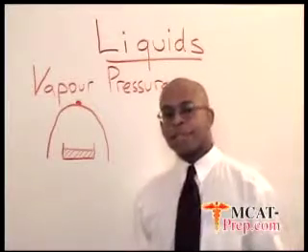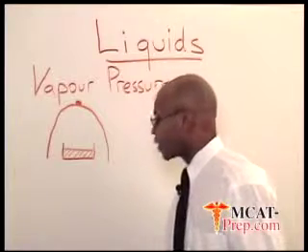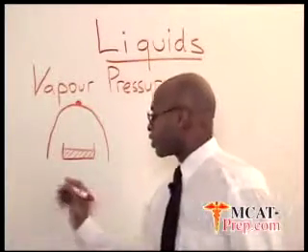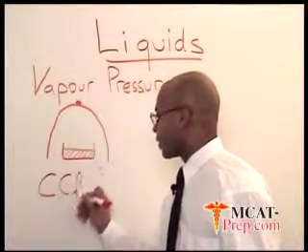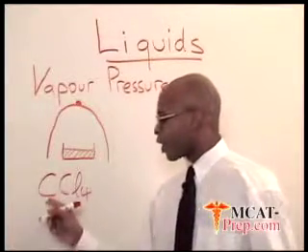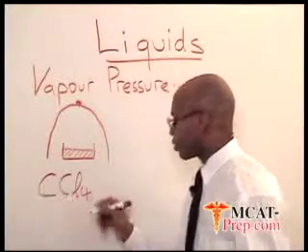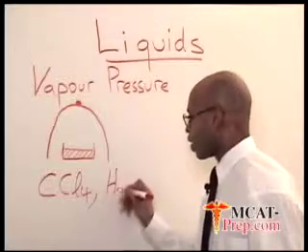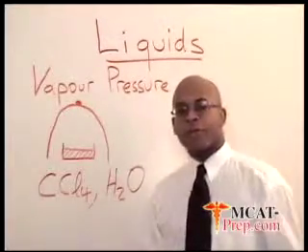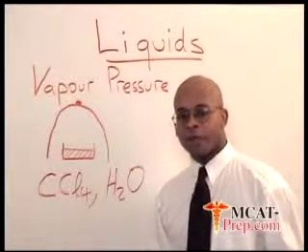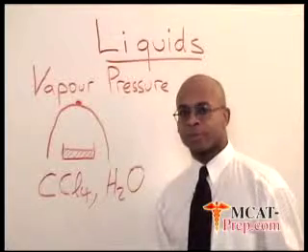Now, let us look at some of the things that can affect vapor pressure. For example, let's look at two substances: CCl4, which is called carbon tetrachloride, and water. Consider which of these two would have a higher vapor pressure. You may want to pause and consider your response.